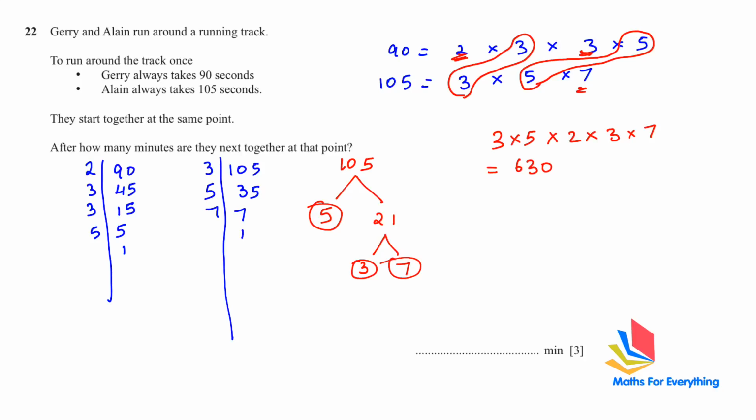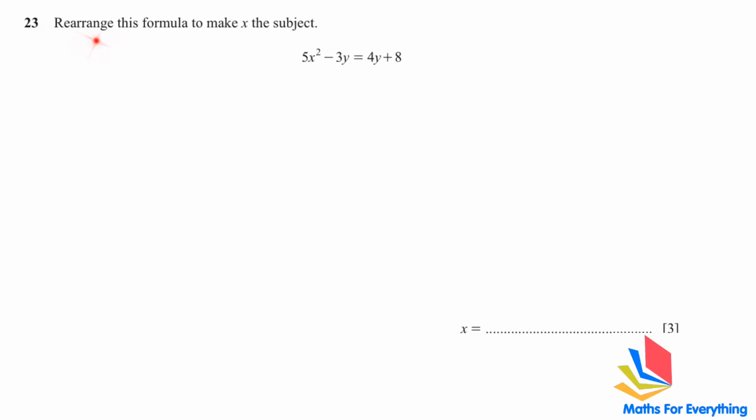and we get 630. But remember that we are talking about seconds now. The answer we want is in minutes. To convert seconds to minutes, we are going to divide by 60 and that will give us 10.5. So after how many minutes are they going to be together? After 10.5 minutes.